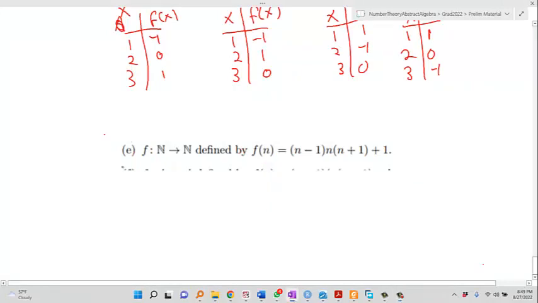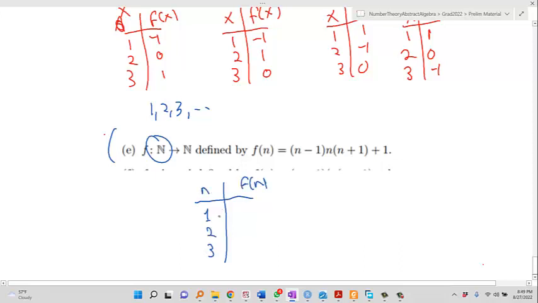My next one was to decide whether or not this function is one-to-one. Again, the power of visualization. These are the natural numbers. Natural numbers begin with 1, 2, 3, etc. According to the book, that's how natural numbers are defined. So let's take a look and see what f does. If this is n and this is f of n.